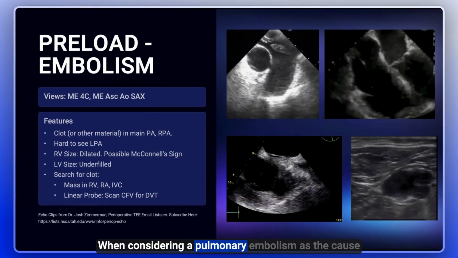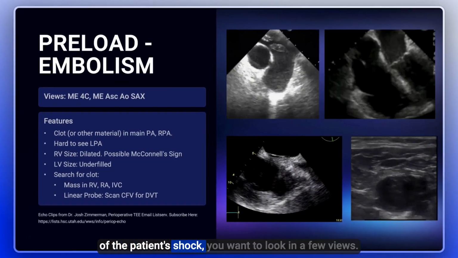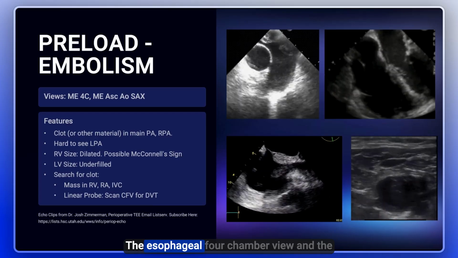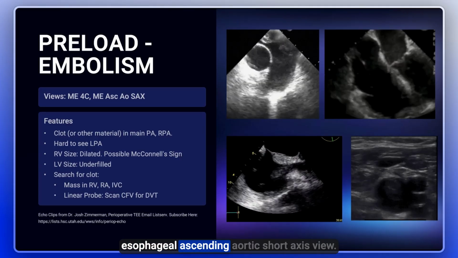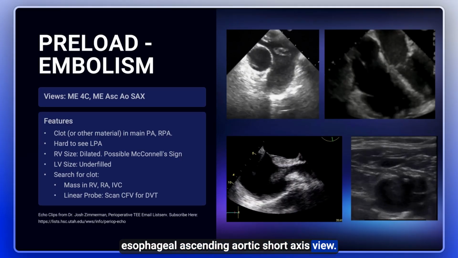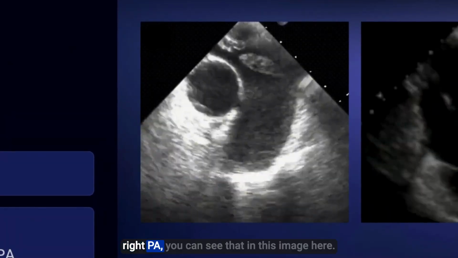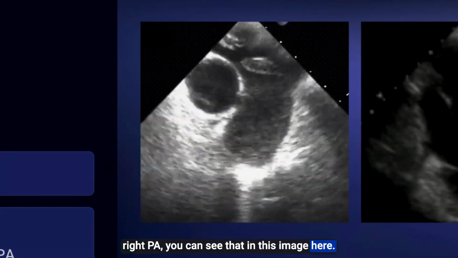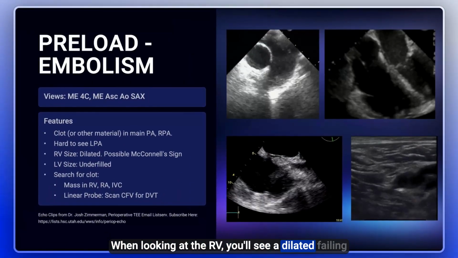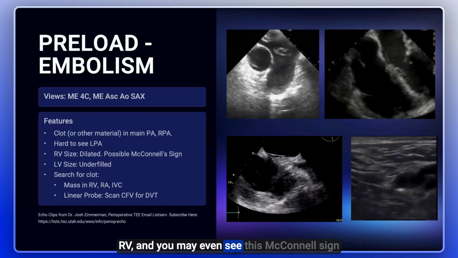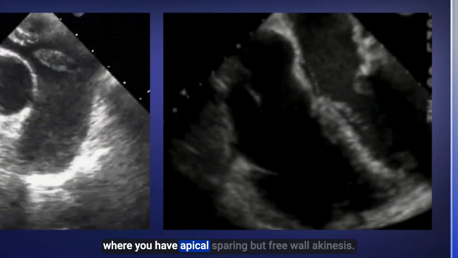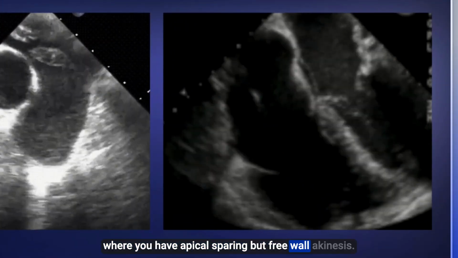When considering a pulmonary embolism as the cause of the patient's shock, you want to look at a few views: the mid-esophageal four-chamber view and the mid-esophageal ascending aortic short-axis view. You may see clot or material in this main PA or right PA. You can see that in this image here. When looking at the RV, you'll see a dilated failing RV, and you may even see this McConnell sign where you have apical sparing but free wall akinesis.